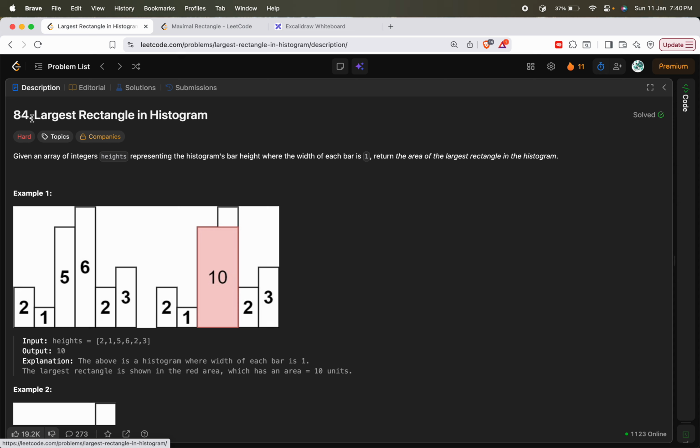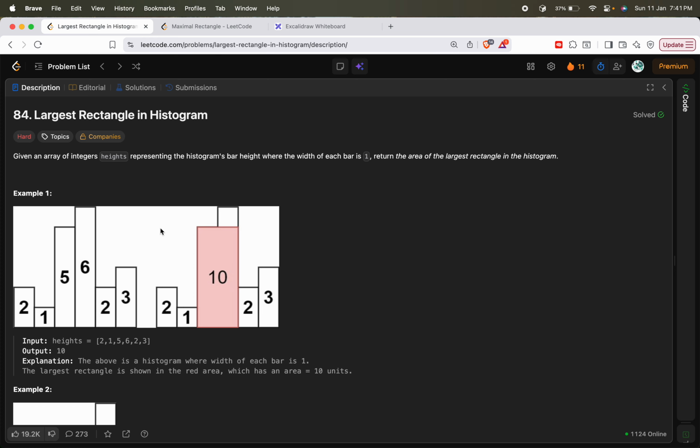Let's solve Leetcode problem 84, largest rectangle in histogram. Given an array of integer heights represents the histogram's bar height where the width of each bar is 1, return the area of the largest rectangle in the histogram. Okay, so as you can see, this is a histogram with different bars and different heights, and we have to get the maximum rectangle in this histogram.